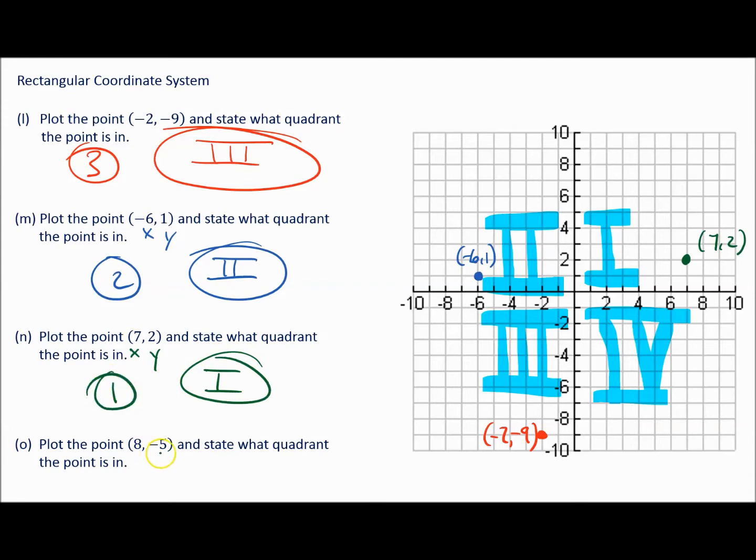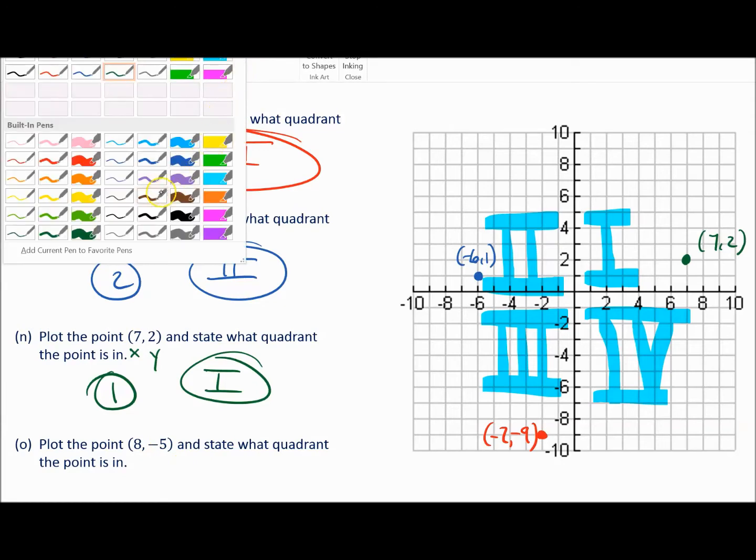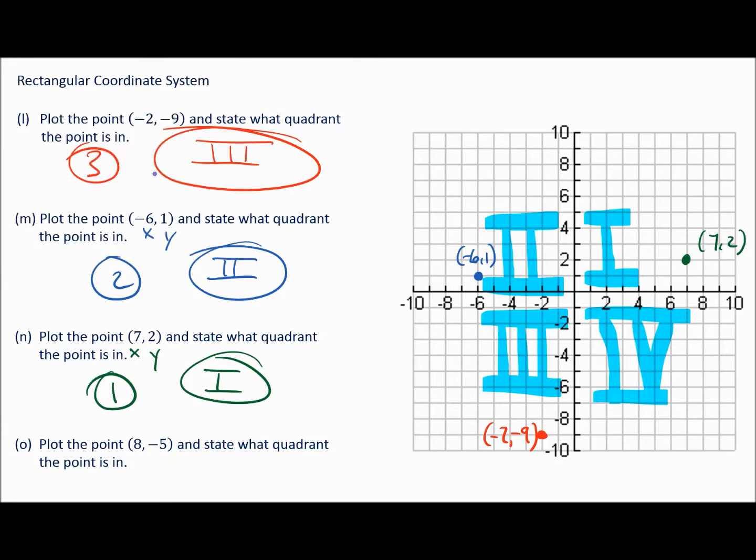And then finally the point 8, -5. Let's make him purple. Okay, so x is 8. Y is -5. So if x is 8, that means I go to the right 8. I don't make a mark yet. The y is -5 means I go down to -5. And there is my point 8, -5. Okay, and he is living in quadrant 4.